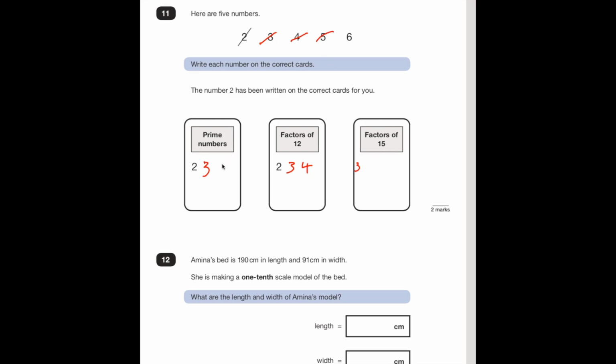Number 5, 5 is a prime number. It's not a factor of 12. 12 is not in the 5 times table, but it is a factor of 15. And lastly, 6. 6 isn't a prime number. It is a factor of 12 because 12 is in the 6 times table, but it's not a factor of 15. So your answers should look like this.